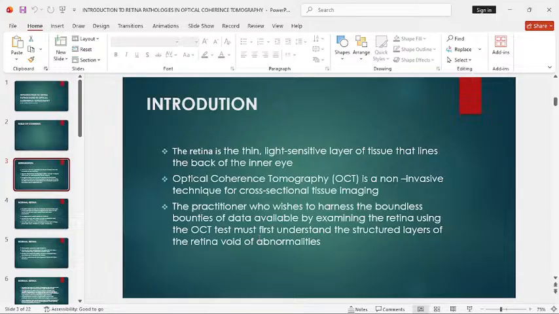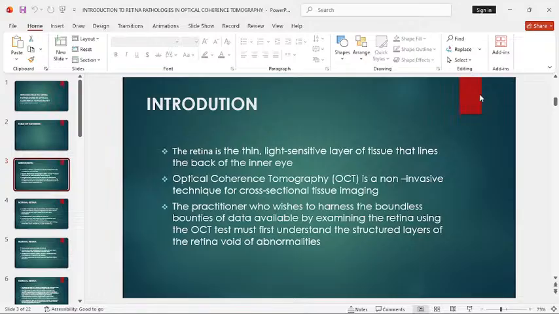So a quick introduction: the retina is a thin, light-sensitive layer of tissue that lines the back of the eye. Optical coherence tomography is one of the tests, a major test we use to determine how the retina looks. Are we together? So optical coherence tomography is a non-invasive technique for cross-sectional tissue imaging.